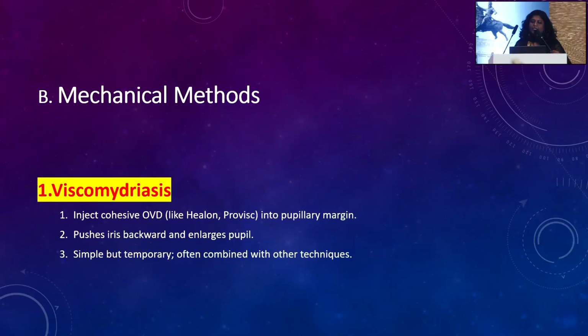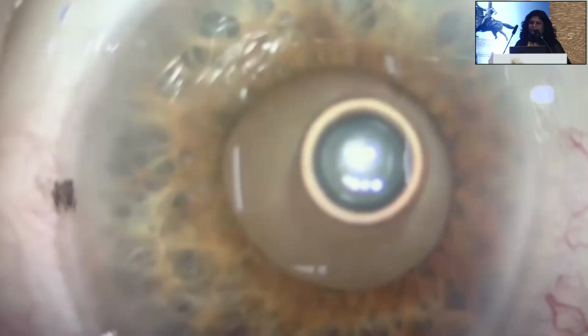Coming to the mechanical methods, the first one is viscomydriasis. Inject a cohesive OVD like Healon or Provisc into the pupillary margin, which pushes the iris backwards and enlarges the pupil. It is simple but temporary, often combined with other techniques.